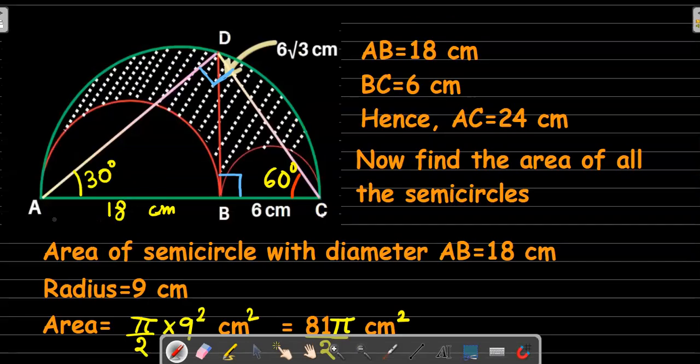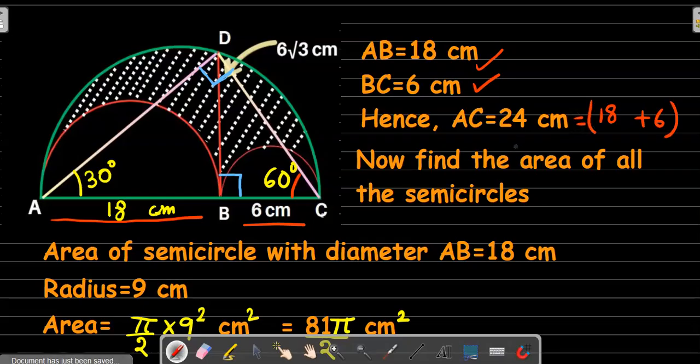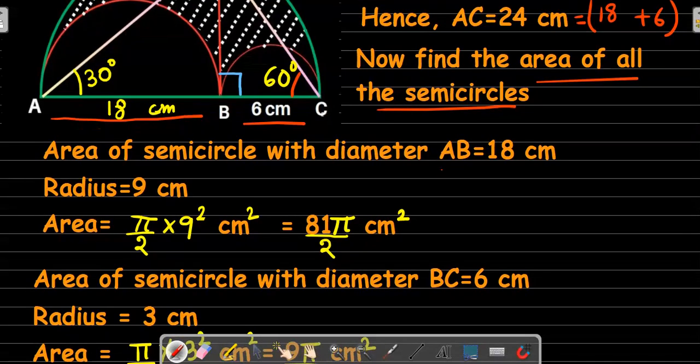So AB is the diameter of this semicircle and we get AB is 18 centimeters. We had BC equal to 6 centimeters. Hence we find AC. So AC is equal to 18 plus 6, that is 24 centimeters. That is the diameter of the big semicircle. Now find the area of all the semicircles. So the area of the semicircle with diameter AB, that is 18 centimeters. So its diameter is 18 centimeters, therefore the radius is 9 centimeters. Hence area is equal to pi by 2 into 9 square, that is 81 pi by 2 centimeter square.